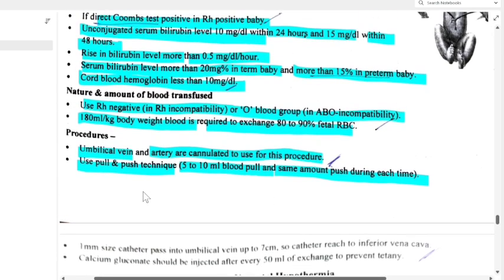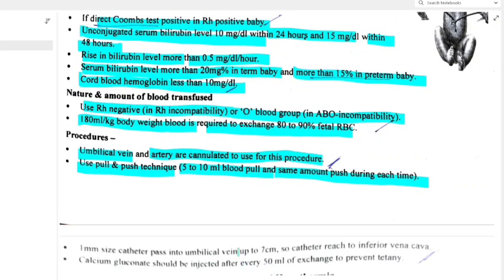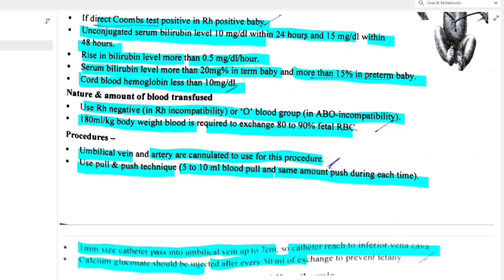A 1 mm size catheter is passed into the umbilical vein up to 7 cm, so the catheter reaches the inferior vena cava. Then calcium gluconate should be injected after every 50 ml of exchange to prevent tetany. So this is the procedure.